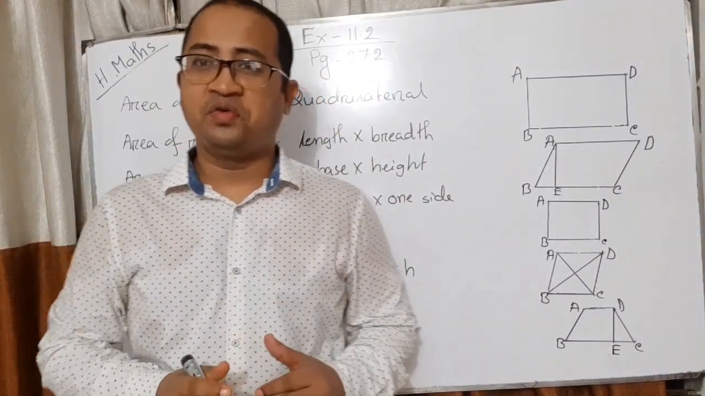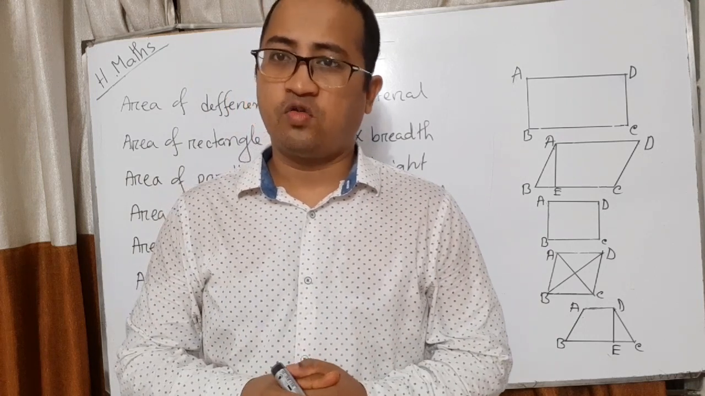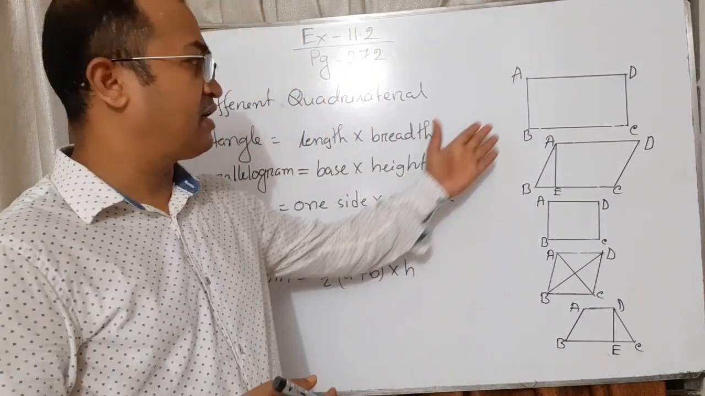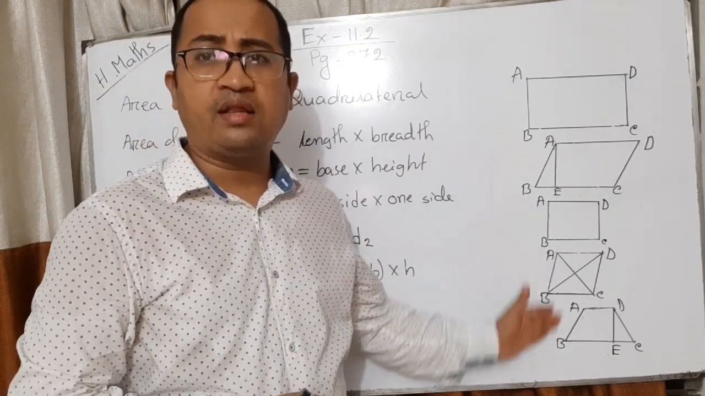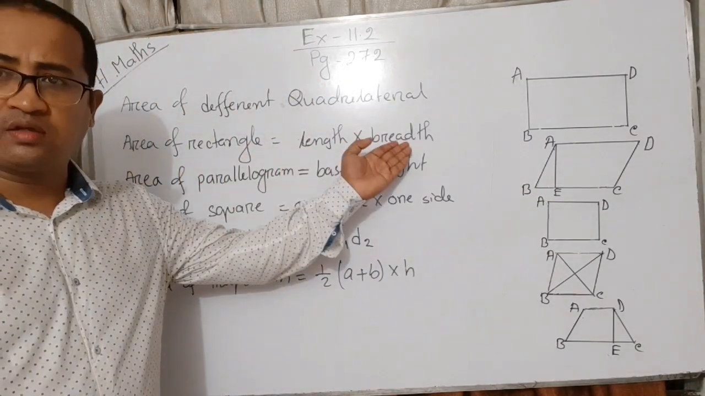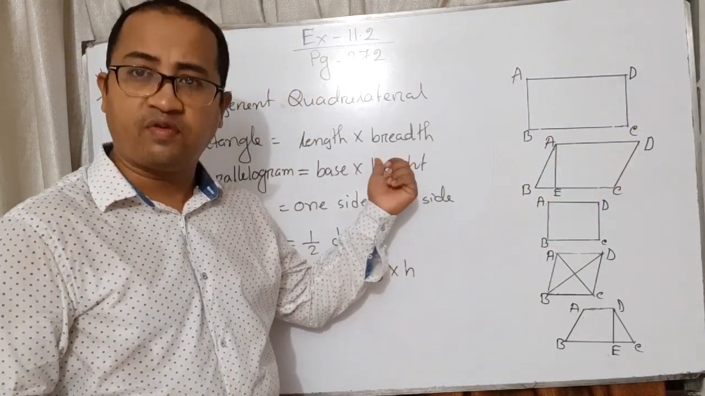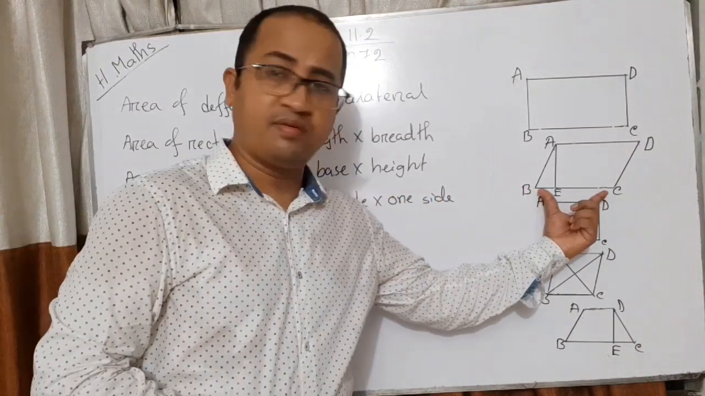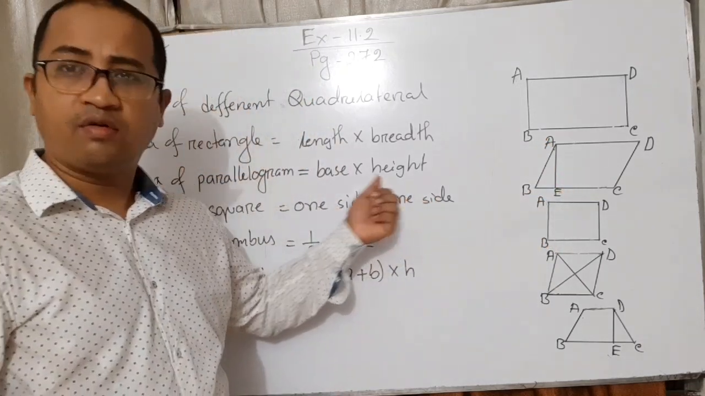My dear students, now I will discuss the areas of different quadrilaterals. We know there are different shapes of quadrilaterals such as rectangle, parallelogram, square, rhombus, trapezium, and they have different areas. Look, the area of the rectangle is length into breadth. If we know length and breadth, we can find out the area of the rectangle by using this formula. Area of the parallelogram is base into height. If we know the base BC and height AE, we can find out the area by using this formula.